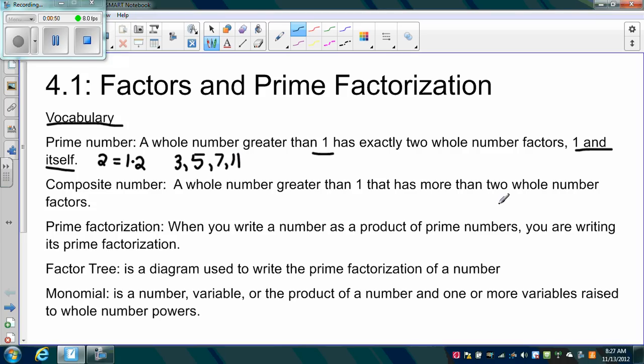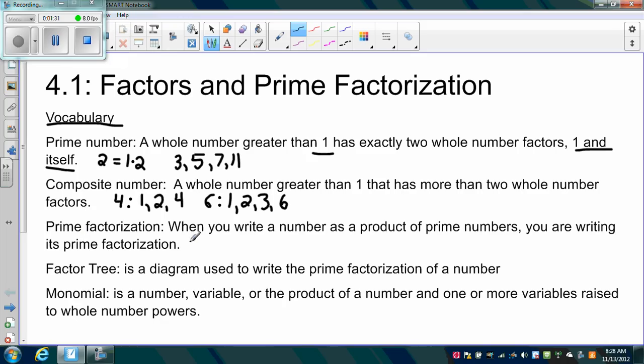11, etc. A composite number is different because this is a whole number greater than 1 that has more than two whole number factors, so more than 1 and itself. It has another one. So for example, 4 includes 1, 2, and 4 because you can get 4 by saying 2 times 2. Another example is 6, which has 1, 2, 3, and 6. So these all have more than two whole number factors.